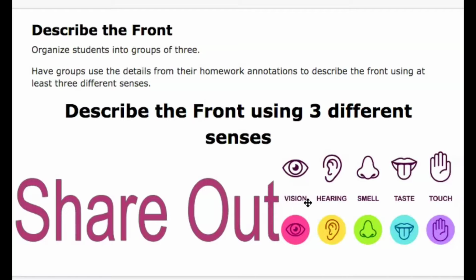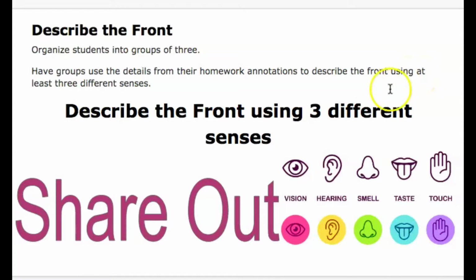Today we are going to start off with lesson 10, and we are going to be describing the front. I want you guys to pick one or three different senses from vision, hearing, smell, taste, or touch. And based on these senses, describe the front using them.